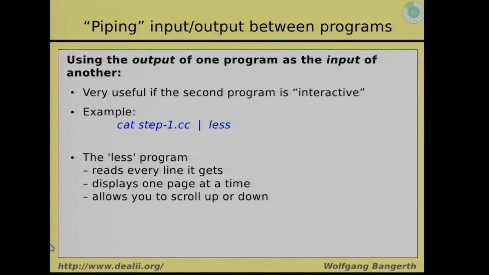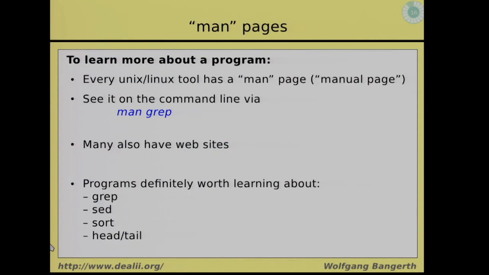Other things. When you want to know something about programs on Unix or Linux, oftentimes you forgot exactly what this program does, what the argument is, should it be ls minus little l or ls minus capital L. Every Unix or Linux tool has something that is called a man page. A man page is short for manual, and you can see these man pages by entering the command man grep, for example, or man sed, or man sort, or man head and tail. These are all commands for which you can find a help page.